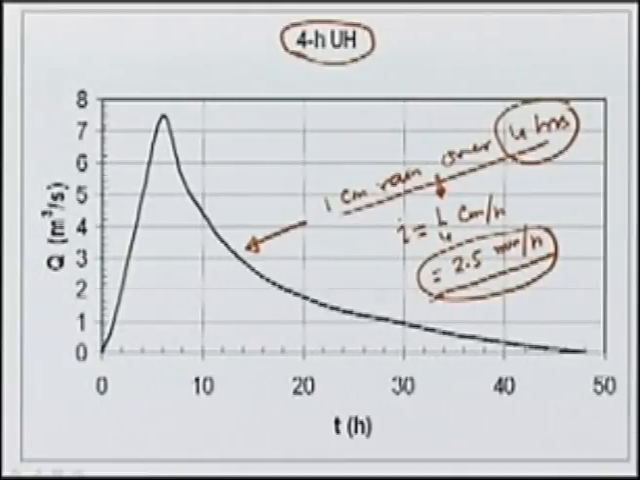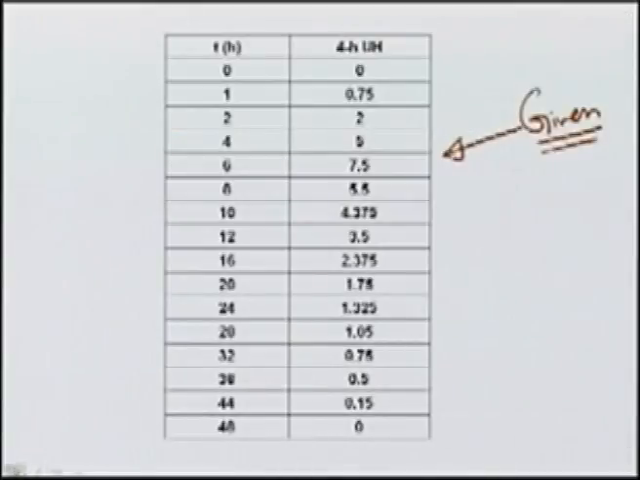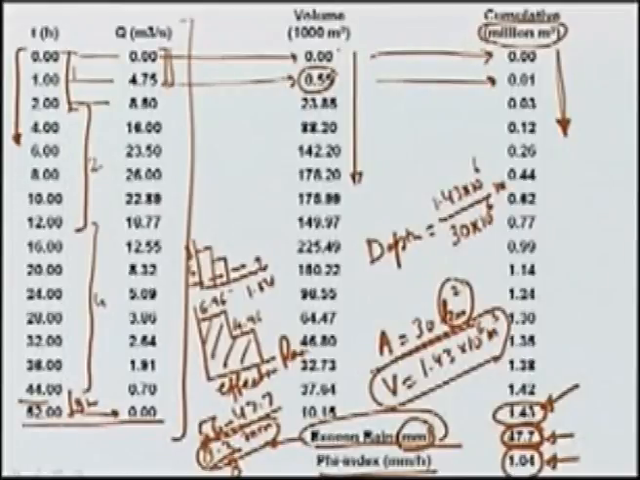So, if we draw the effective rainfall, this is 4 hour duration and this is 0.25 centimeter per hour or 2.5 millimeters per hour. Because of this assumption of linearity, we can now obtain the direct runoff for any rainfall of duration 4 hours of a different intensity. For example, we have seen that the first 4 hour rain had intensity of 6.96, the second had intensity of 4.96.